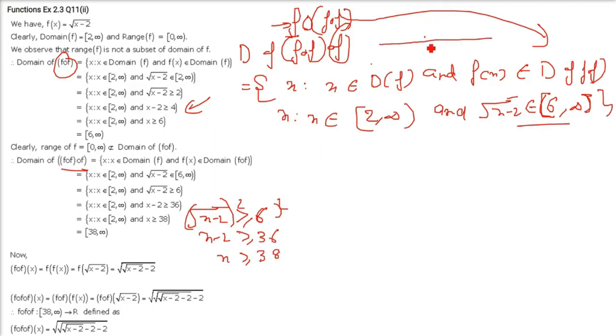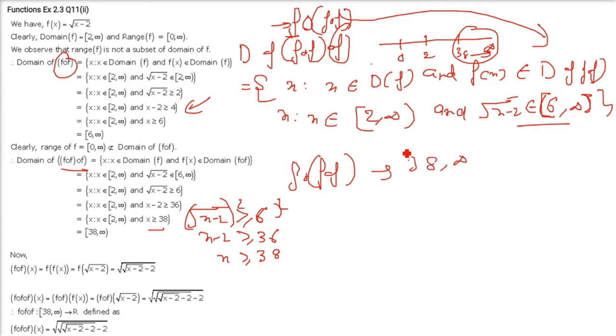So now 2 to infinity is one, 38 to infinity is the other, and we have to take the intersection of these two. When we take the intersection, it will be 38 to infinity. So the domain of FOF is 38 to infinity, and 38 is inclusive. Now you can do it easily. The main thing is to find out the domain for which it is defined.